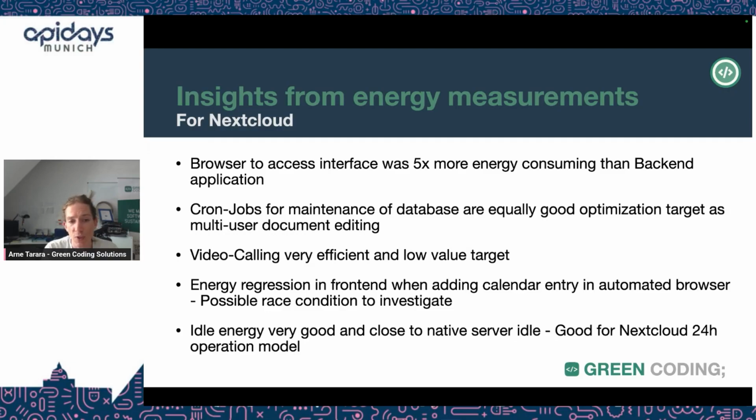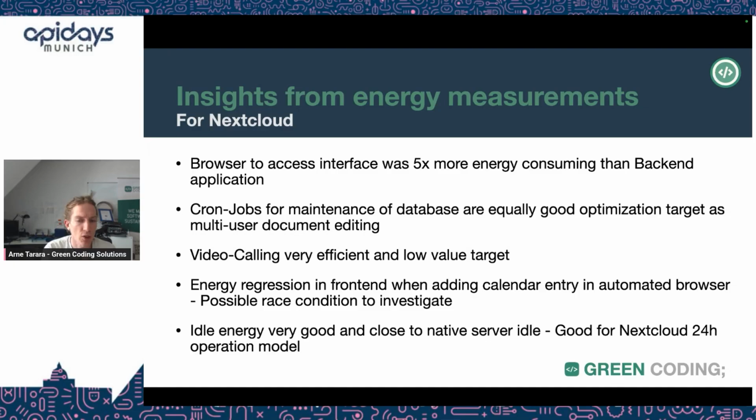And the cron jobs that were for maintenance of the database are an equally good optimization target as, for instance, the multi-user document editing. So the cron jobs took a relevant amount of energy, and depending on how many users you have in document editing, it is as good to look at the cron jobs as at the document editing, which helps you steer sustainable software development of your software by finding high-value targets with the energy values. Video calling was already very efficient and a quite low-value target compared to the other use cases we looked at, like document editing and also calendar management.